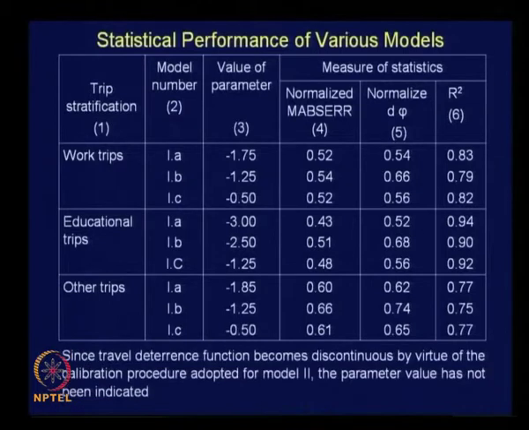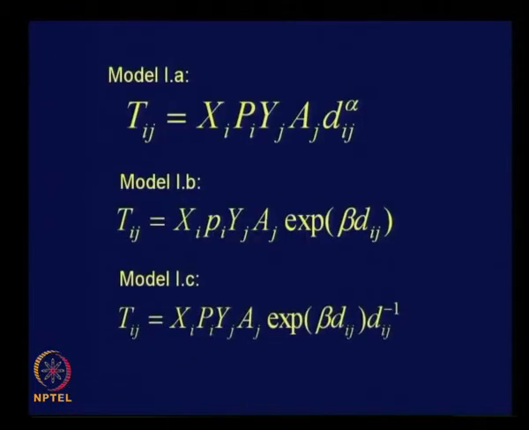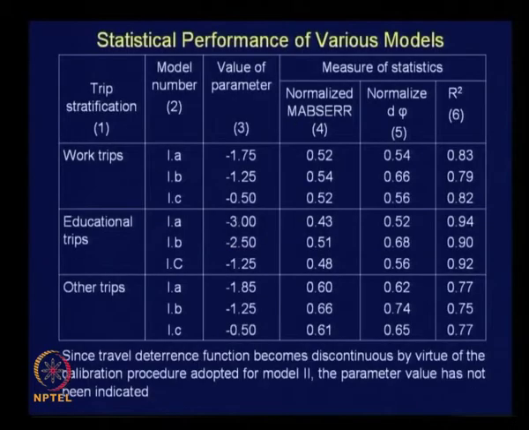Or if you want to have a look at the 3 models, these are the 3 models we are talking about. 1A, the parameter is alpha, 1B, the parameter is beta, and 1C also, since we assumed a value of unity here, again it is a value of beta, right. So that is what we have listed here. And we should have a feel of the logical aspects related to the results that we have got.